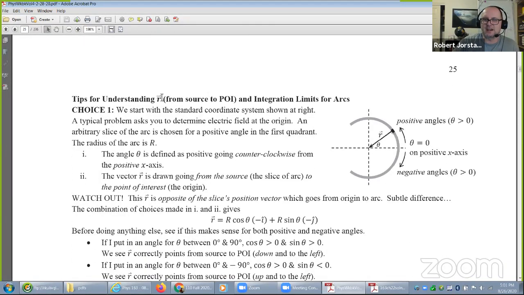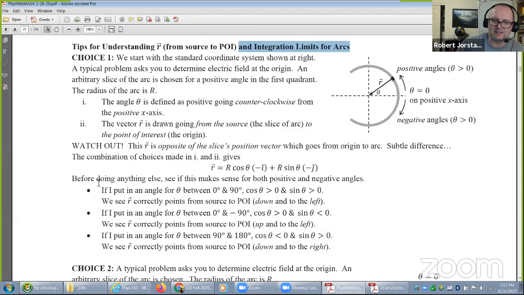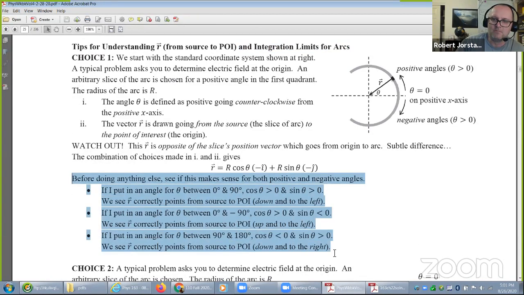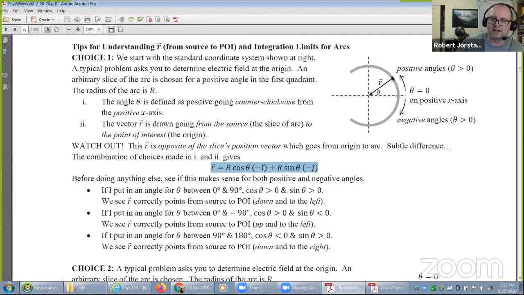Tips for understanding the R vector. And remember, we're going from the source to the point of integration for arcs. For some reason, students really struggle with this. What I've learned is this is what you can do. You can do the problem, and then you see these comments that I've added in here. Before you do any integration, make sure you didn't mess up the R vector by trying some different cases in different quadrants.